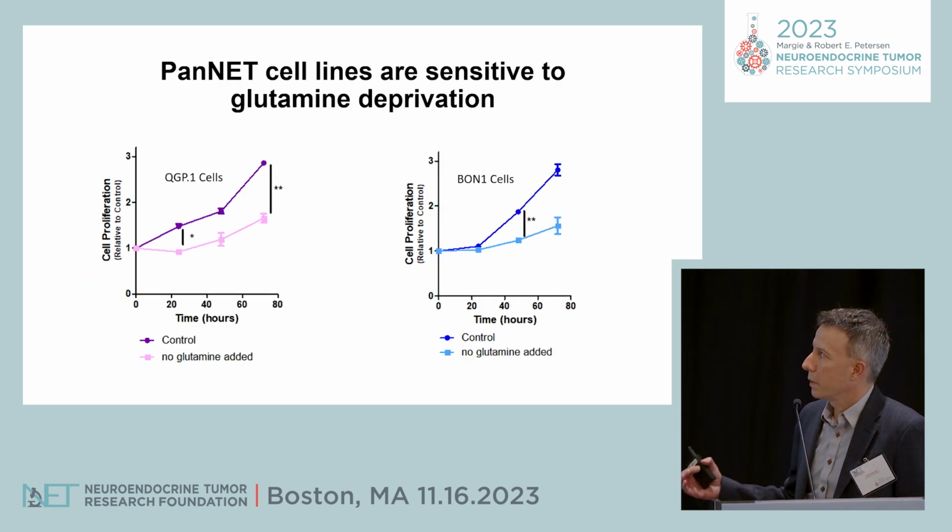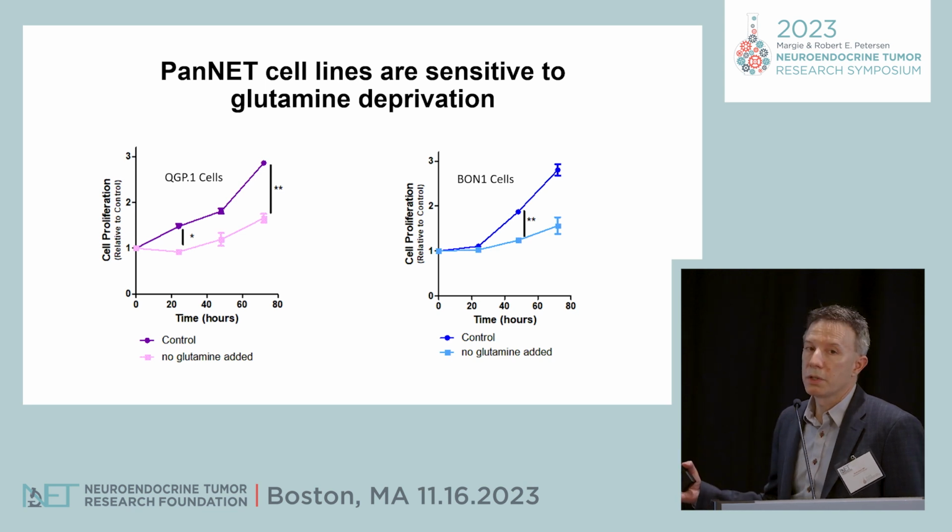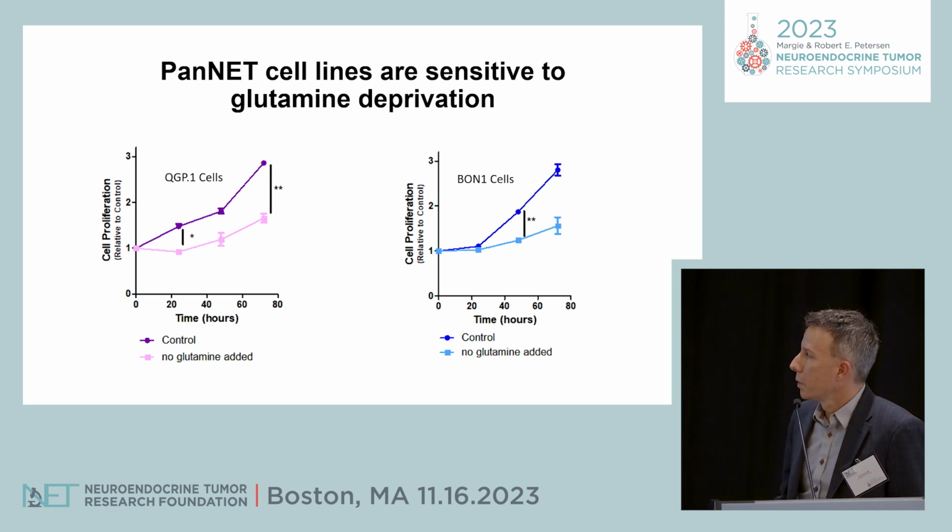Likewise, these PanNET cells are very sensitive to glutamine deprivation in culture. So you can see that if we deplete glutamine from the media, you have a big impact on both QGP1 and BON1 cells.